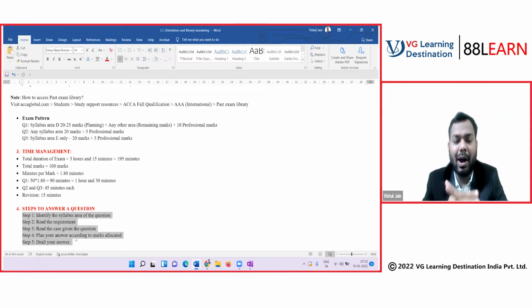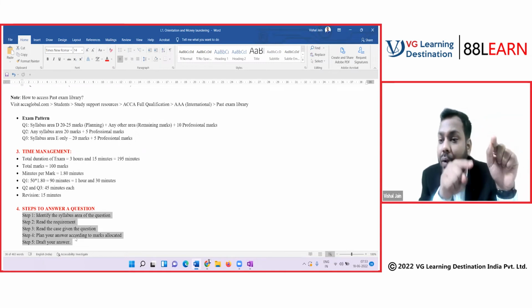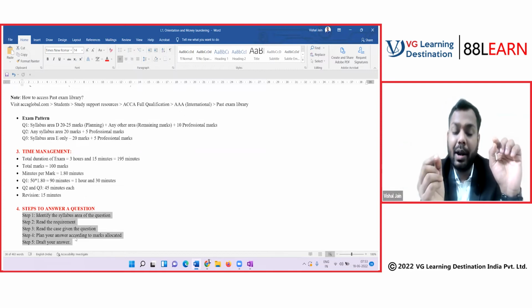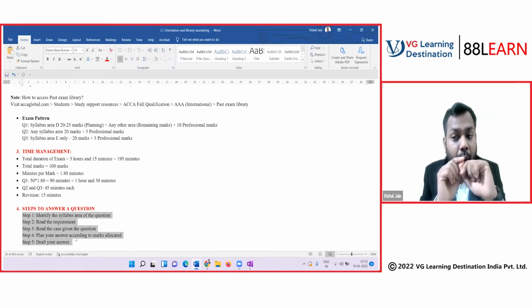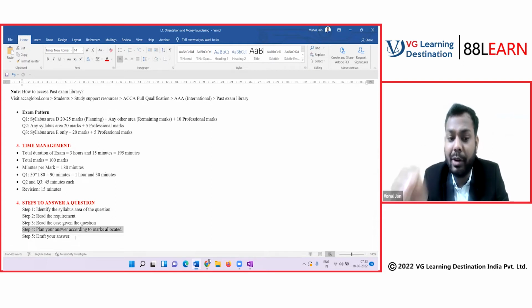Ideally, in other practical papers, we read the question, we read the requirement, and we solve the answer, right? But that's not how you have to do it here. You have to first understand which syllabus area the question pertains to, then read the requirement, then read the case. Why first read the requirement? Because if you have read the requirement, you know with what approach you have to read the case study. Once you have read the case study, then plan your answer. Make bullet points of what points you have to write in your answer, and then accordingly you start drafting the answer.